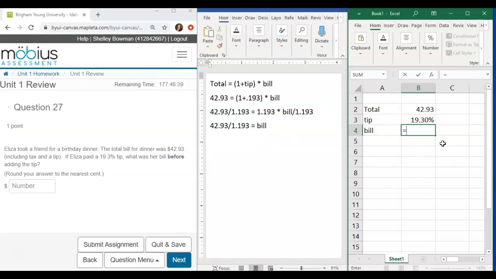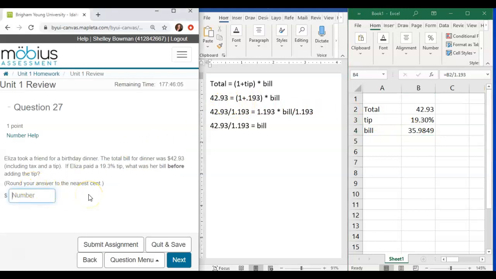I'm going to type in equals. I'm going to cell reference the 42.93 just to save myself some time and divide this by 1.193. Pressing enter tells us that the total bill was $35.98. Now I always want to check this number just to make sure that it makes sense, that this is smaller than what we paid total. Yeah, it does make sense because the total bill, then we add in the tip, gives us a higher total that we pay for the entire meal, and so that makes sense.